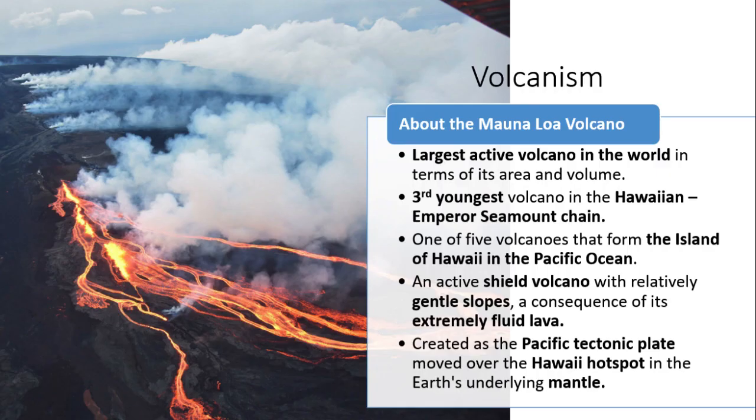Volcanism. About the Mauna Loa volcano. It is the largest active volcano in the world in terms of area and volume. Third, the youngest volcano in the Hawaiian Emperor Seamount chain. One of 5 volcanoes that form the island of Hawaii in the Pacific Ocean. An active shield volcano with relatively gentle slopes, a consequence of its extremely fluid lava. Created as the Pacific tectonic plate moved over the Hawaii hotspot in the Earth's underlying mantle.